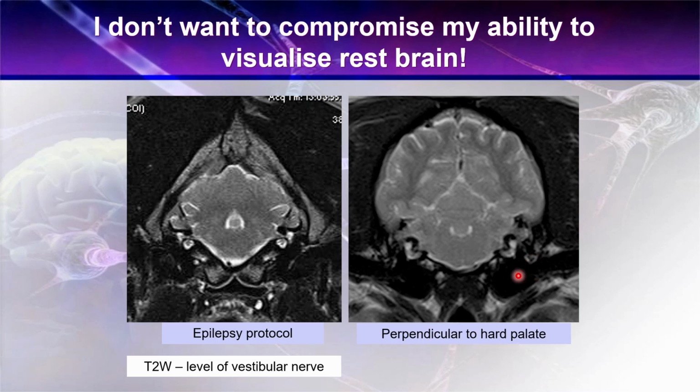So this is an image that was perpendicular to the hard palate, and this is the same dog with an image of the epilepsy protocol, and we can see the facial and the vestibular nerve going off here so much more clearly than we can in this dog here. And you may think, well, that's just a coincidence. Well, this is where I would challenge you, because very quickly the epilepsy protocol in our practice became the vestibular and cranial nerve protocol as well, because we just found that we got much nicer images.